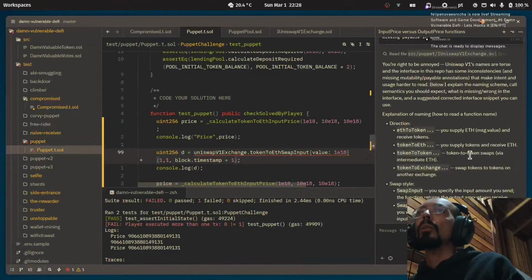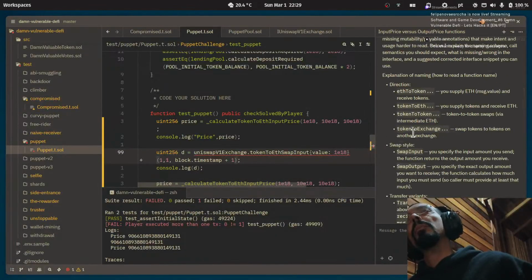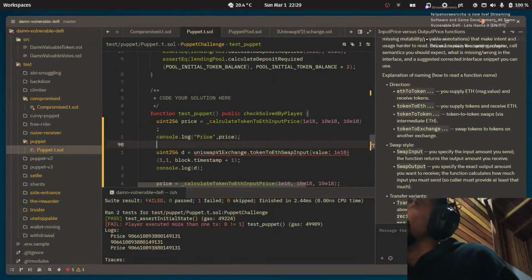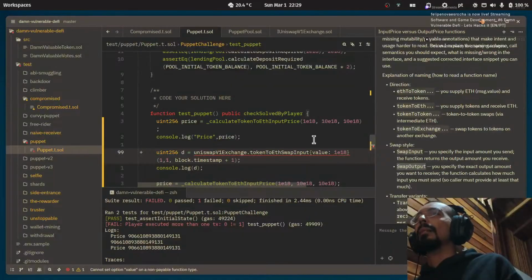Token to token swaps via intermediary Ethereum, and token to exchange swaps tokens to tokens on another exchange. Swap style: we have swap input, swap output. Swap input: you specify the input amount you send. The function returns the output amount you receive. Swap output: you specify the exact output amount you want to receive. The function calculates how much input you must send, so the caller must provide at least that much. All right, and then you give money back, right? That's a little less common, right? But makes sense.